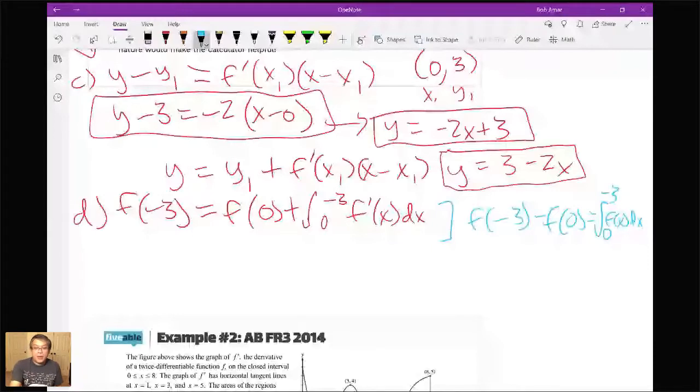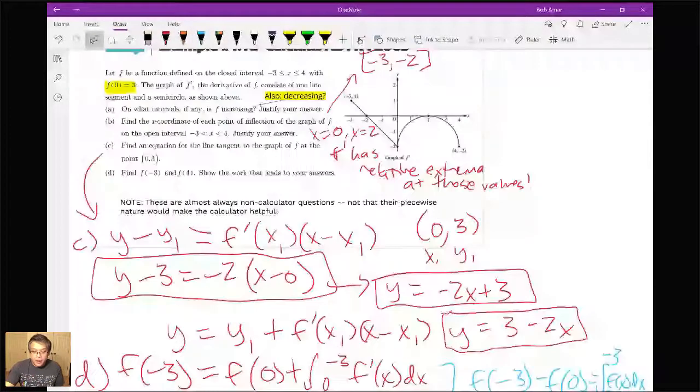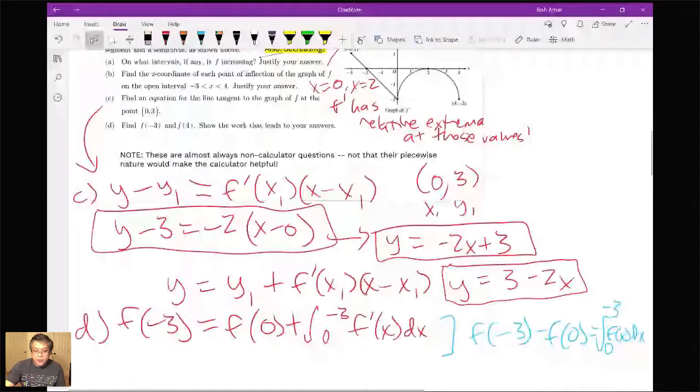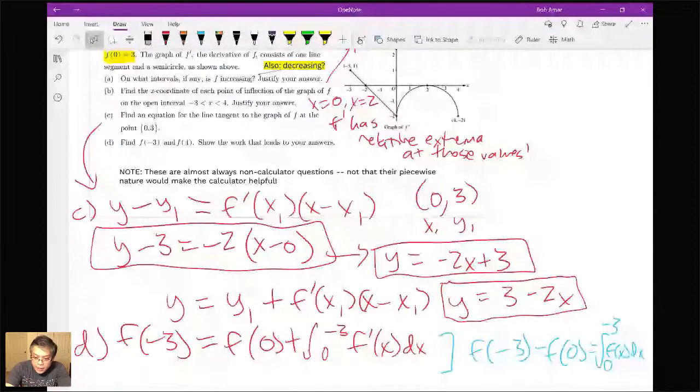I have to add where I started in order to figure out where f of -3 is, because it might not start at 0. In this case, f of 0 is actually 3. The integral from 0 to -3 is the sum of two triangles. This triangle has area, and I need to be careful here. This is a 2 by 2, so this triangle has area of -2. That's the signed area. And this triangle has an area of 1/2.